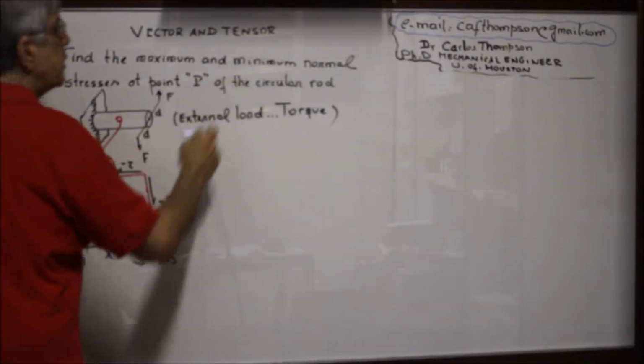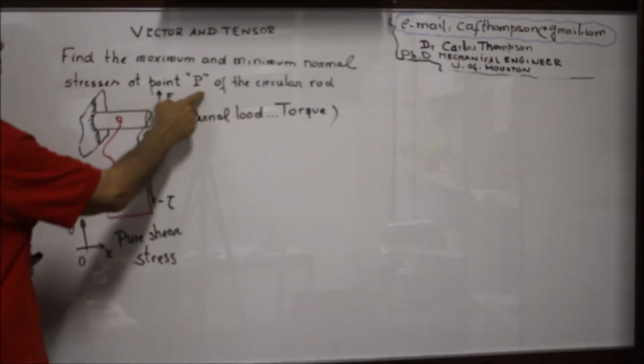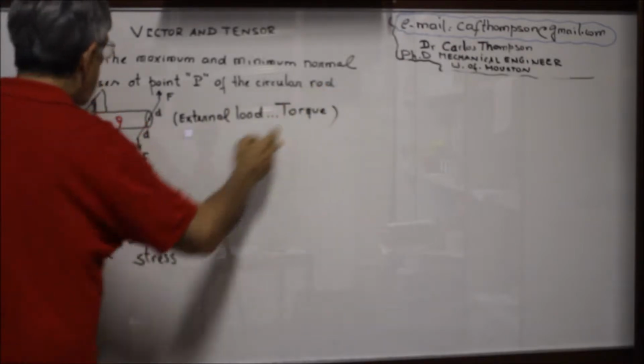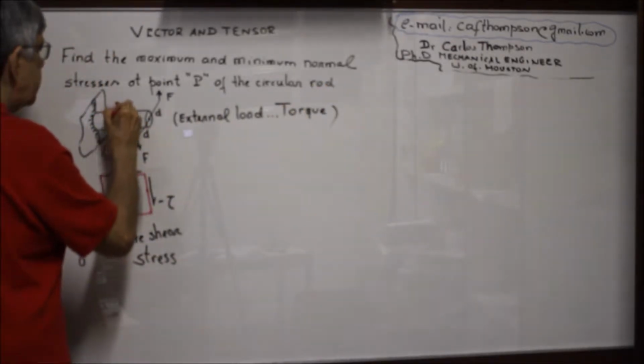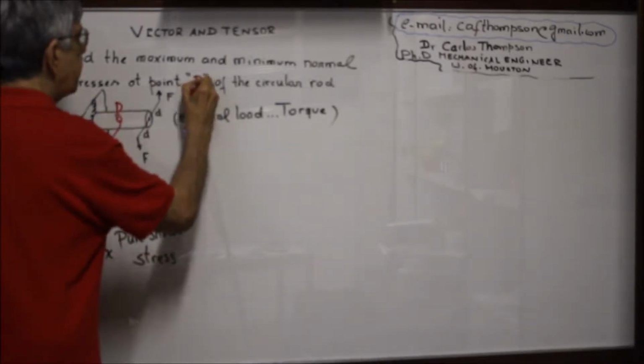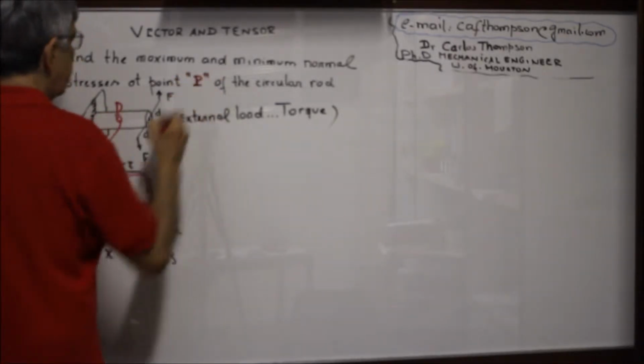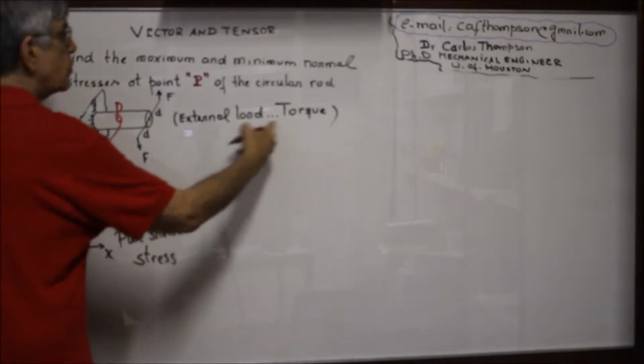Find the maximum and minimum normal stress at the point P of the circular rod. This is the point P over here. This is point P. Now, the external load is a torque.